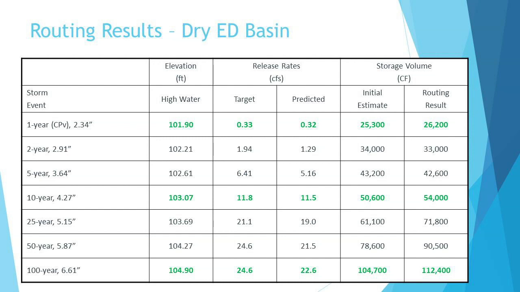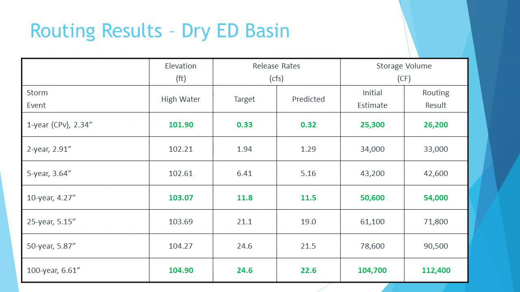So again, we started with the rational method, the old method, saying 50,000. Now we're up to 112. But this basin now manages the full spectrum of storm events. Everything from a small storm, it's going to release in 1 year a very small amount of water. It's going to draw down over a 24 to 48 hour period. This is going to help protect the stream.